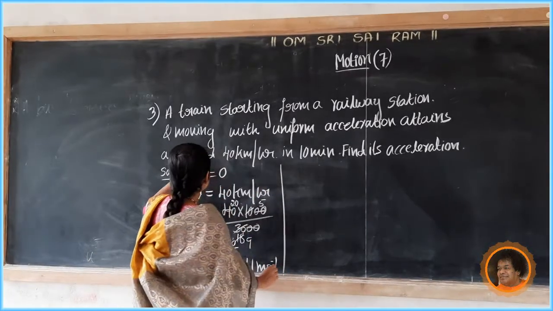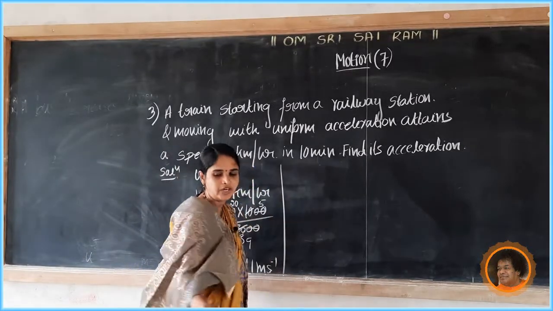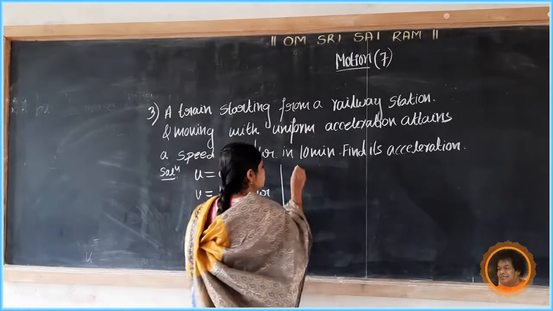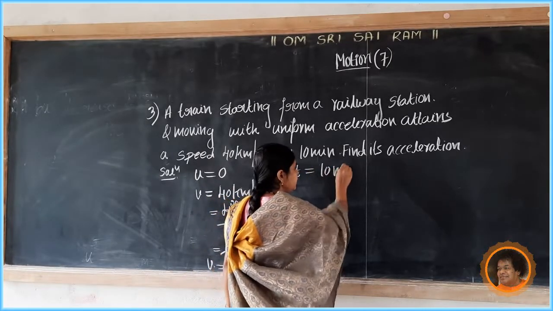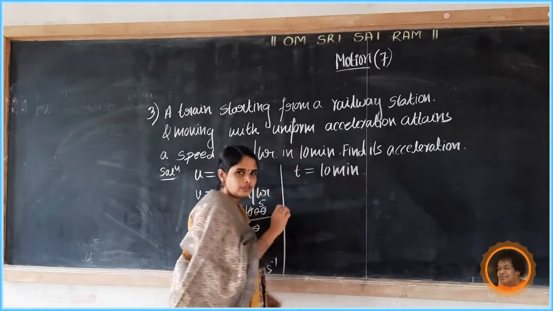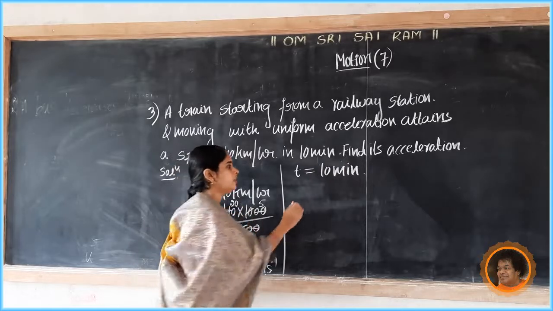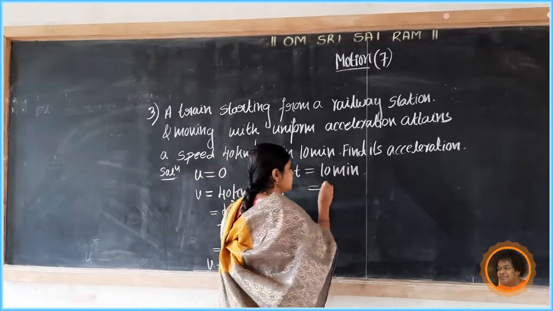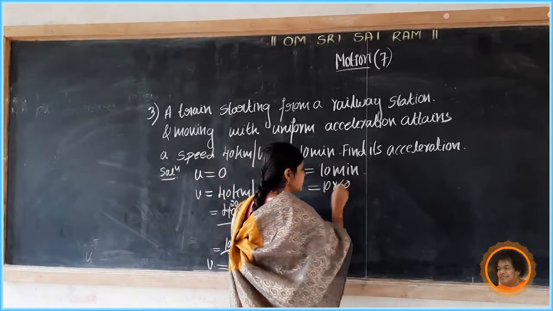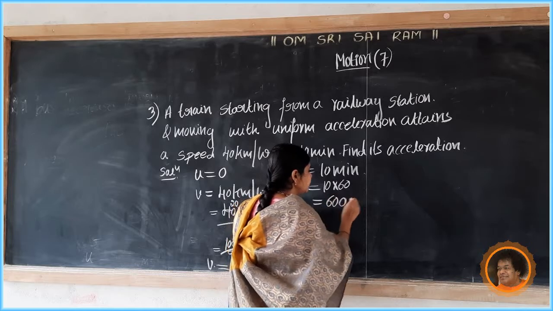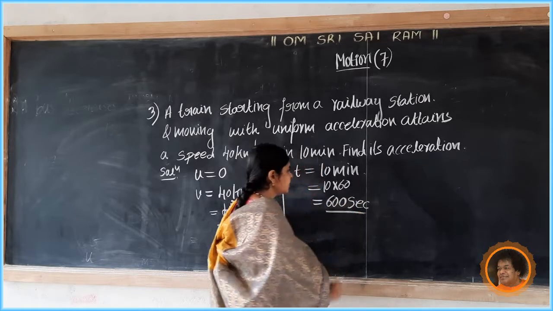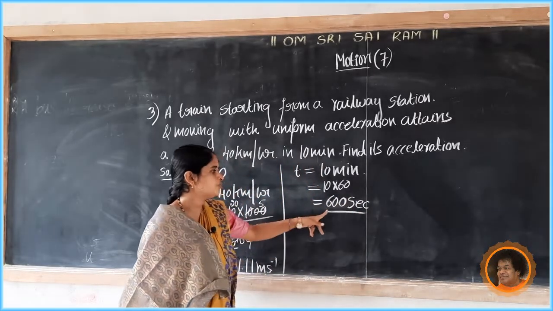Next, time is given here in 10 minutes. T equals 10 minutes. It is not in seconds. So convert this minute into seconds. For 1 minute, 60 seconds, so 10 into 60 equals 600 seconds. So t equals 600 seconds.